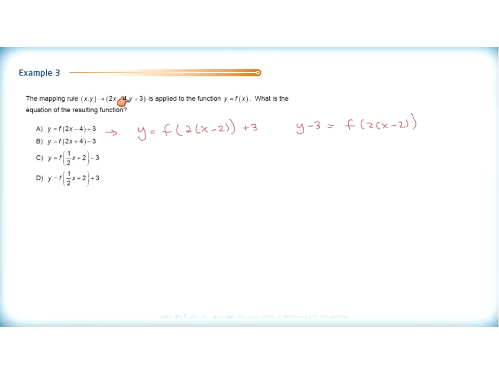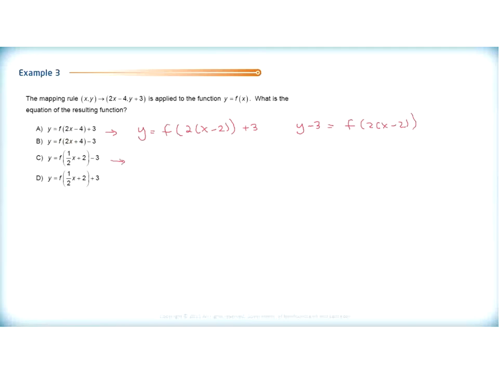Let's just check and see if that one is correct. 2x subtract 4? No. 2x subtract 4 is not going to work for us, because it's going to be 2x plus 2 here that is going to be the mapping rule for this function. 2x plus 2 is not what we have, so I know this one doesn't work. Therefore, this one's not going to work. It has to be either C or D, because both of them have the same thing here.